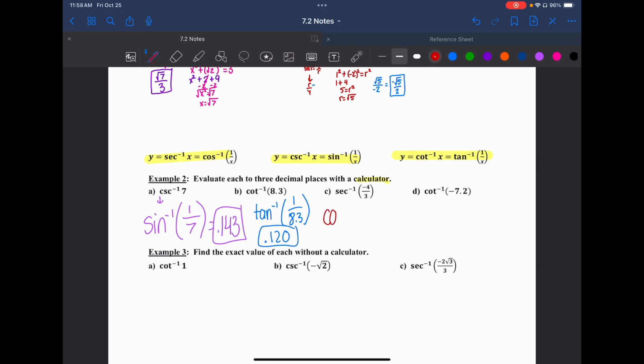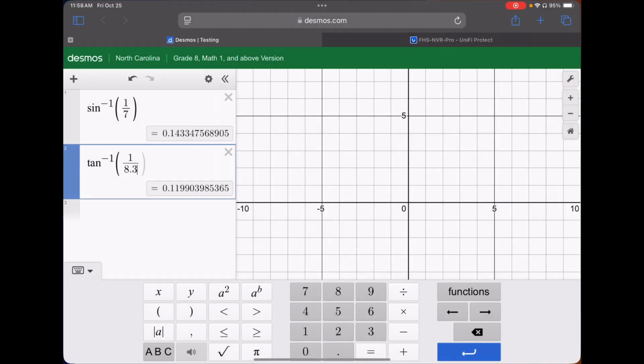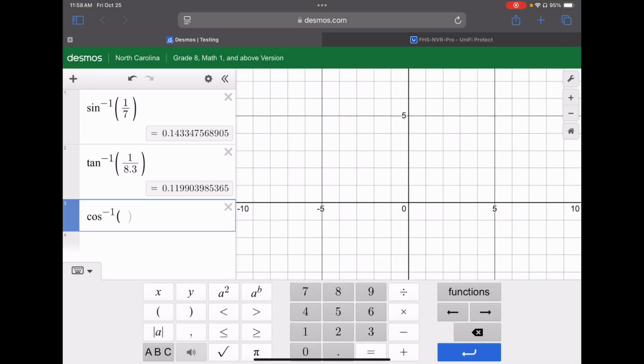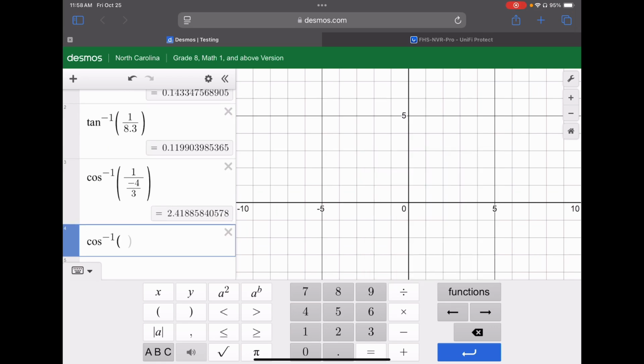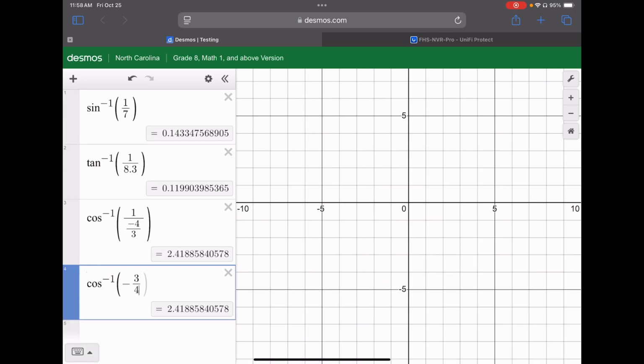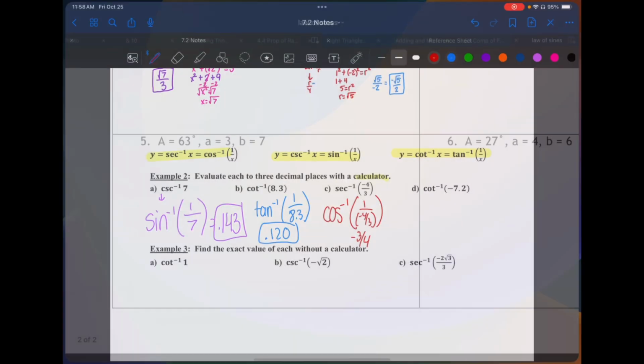Secant would be cosine, so inverse cosine. Now, this one's a little bit weird. You can write this one two different ways. You can do 1 over negative 4/3 if you want to do it that way, or just do negative 3/4 instead of 1 over. It doesn't matter. It'll give you the same answer. I'll show you. Inverse cosine of 1 over negative 4/3. And then if you did inverse cosine of negative 3/4, it gives you the exact same answer. So I got 2.419.